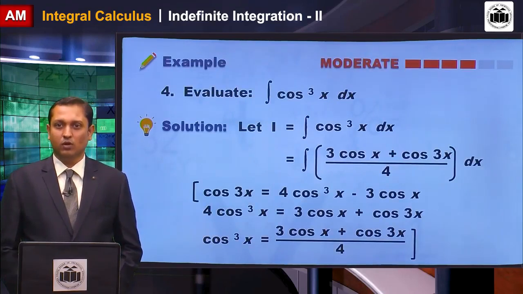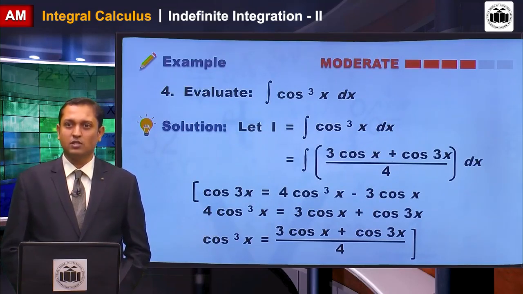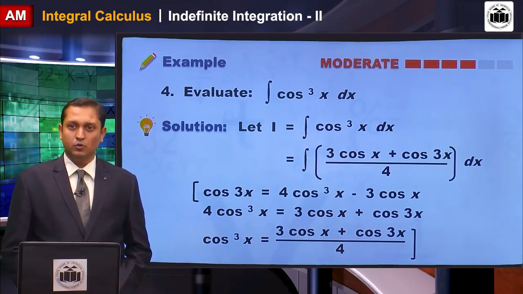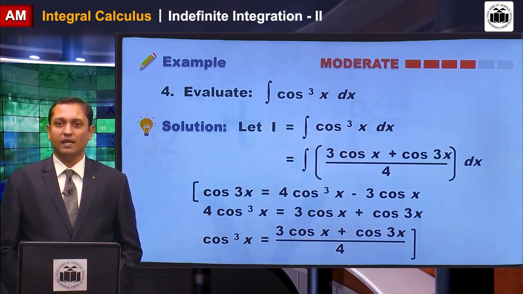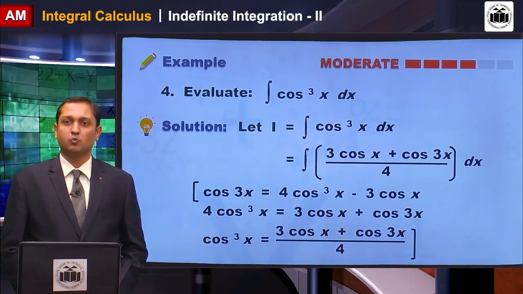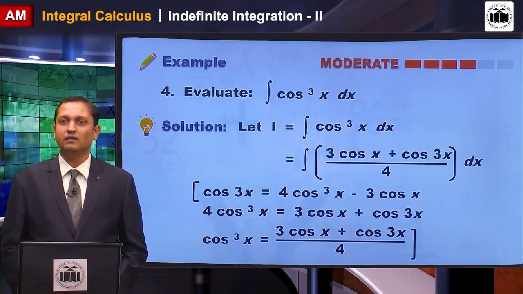Let's see one more example. Integral cos cube x dx. In this, see the usage of the formula cos 3x, how we have obtained the term for cos cube x and substituted it in the integral. That is the main part that you have to observe carefully. You must understand which formula to use here.